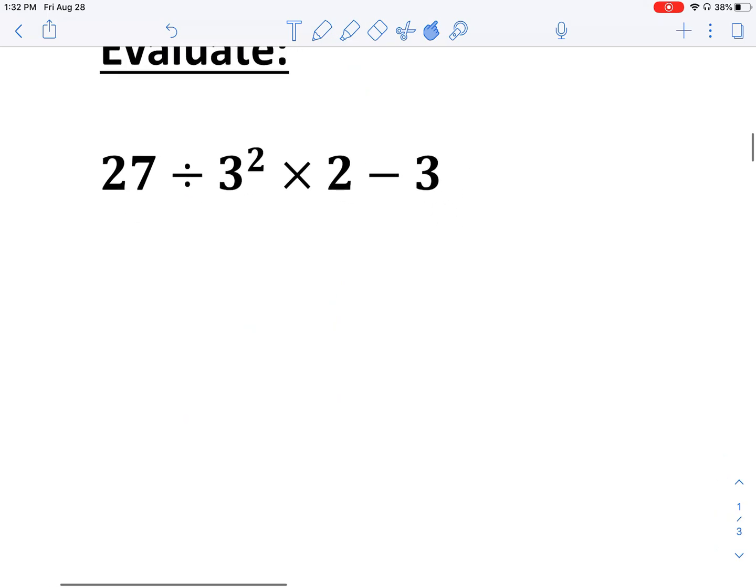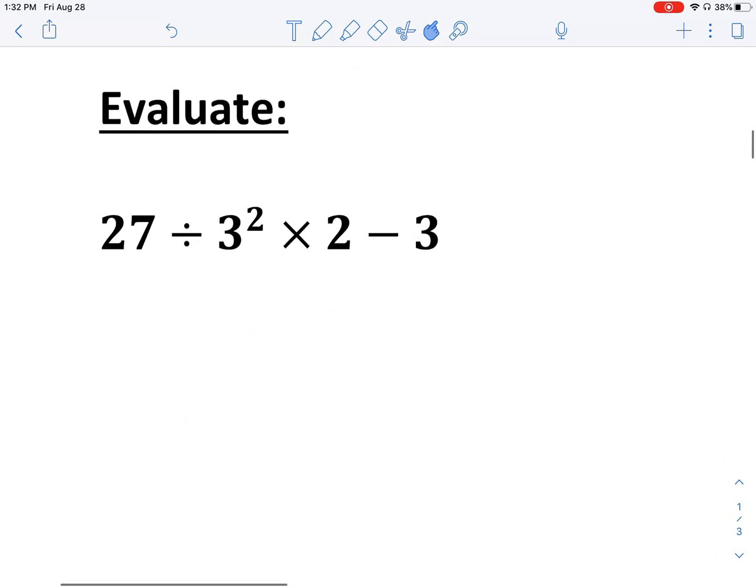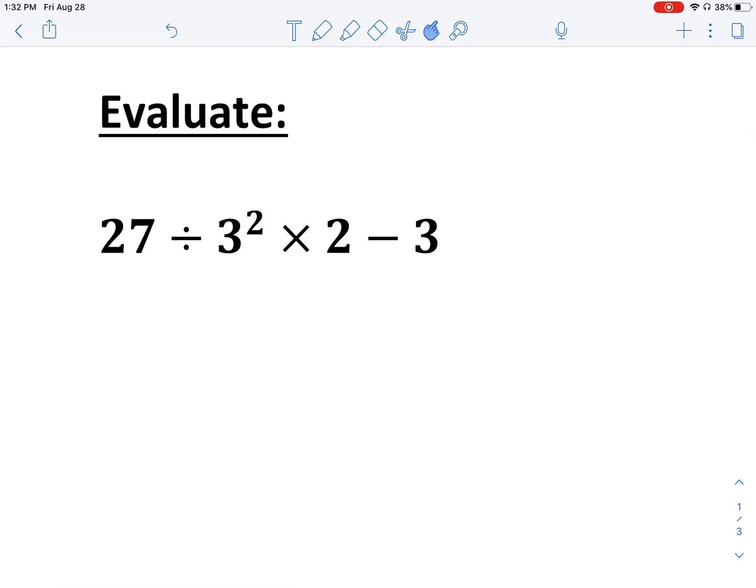Okay. So in our first example, they're asking us to perform this operation. It says 27 divided by 3 squared times 2 minus 3. So our order of operations tells us to do the exponent first. The exponent is 3 squared. So 27 divided by 3 squared is 9 times 2 minus 3.